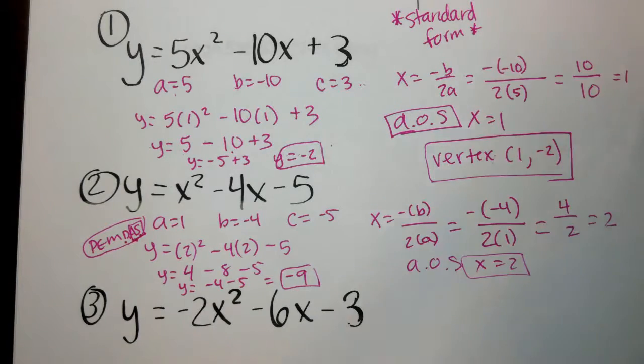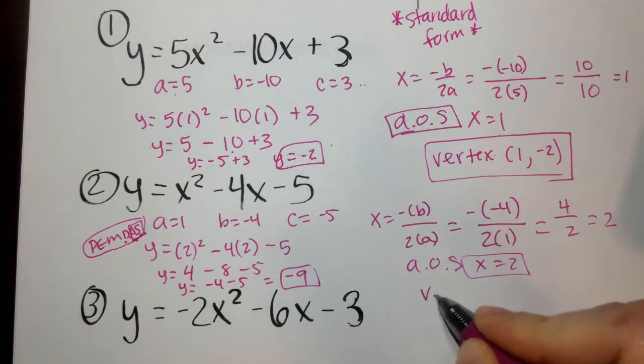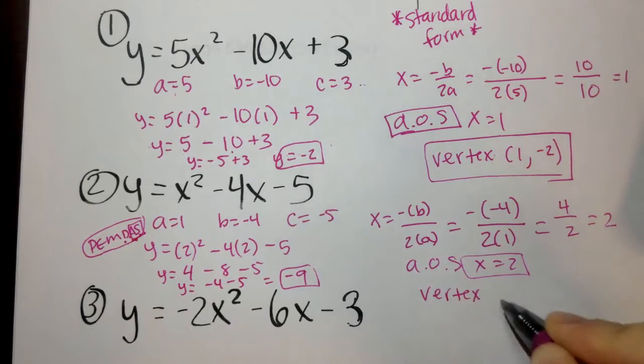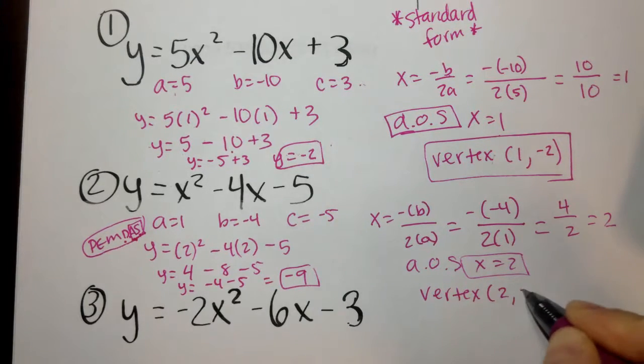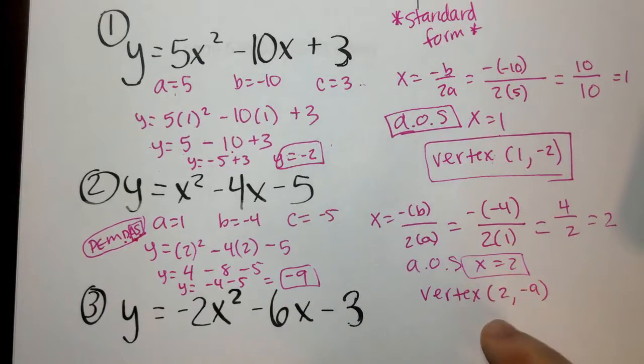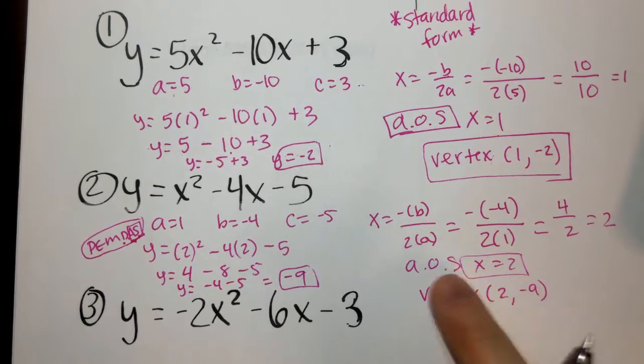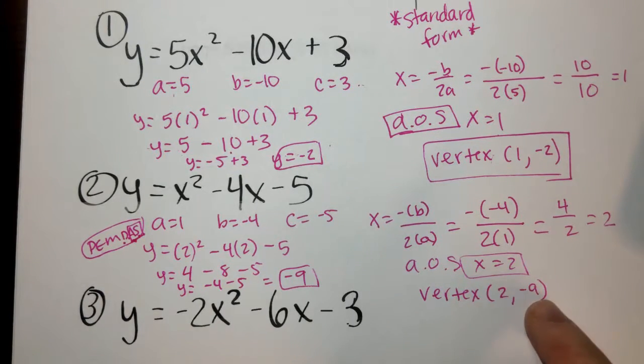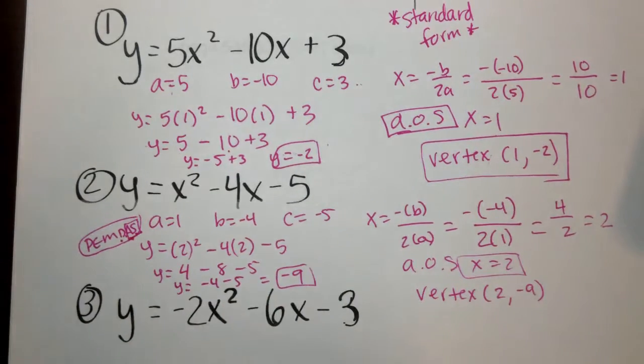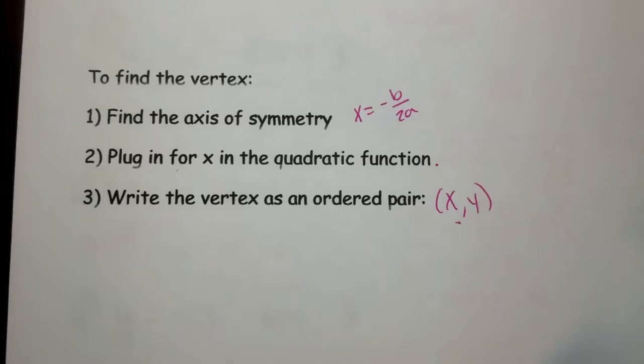Alright, so now we're going to write as a full ordered pair, and that's how you find your vertex. 2, negative 9, pulling the x value from the 2 that we found for axis of symmetry, and then the y value comes from plugging in the axis of symmetry, just following those same 3 steps every time.